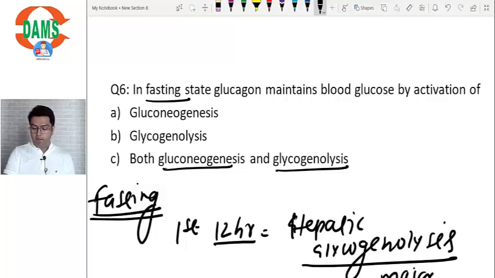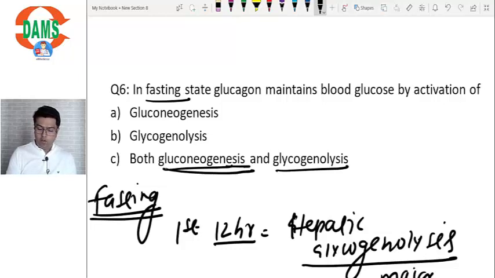The rate limiting enzyme of glycogenolysis, glycogen phosphorylase, is activated by glucagon, and so are the gluconeogenesis enzymes like pyruvate carboxylase and PEPCK. They are under the control of glucagon.